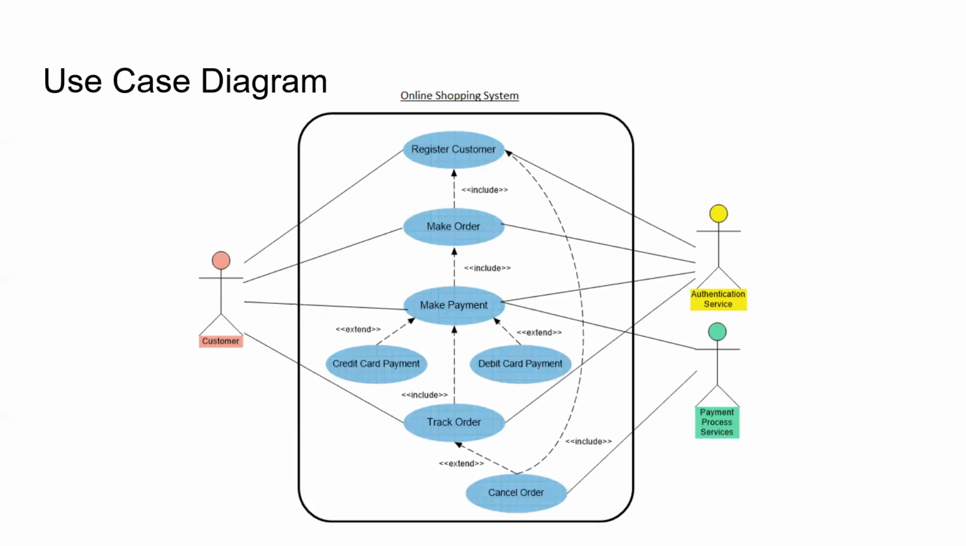And so this is our use case diagram consisting of 3 actors: the customer, the authentication service, and the payment process services. For the use cases, we have the register customer, the make order, the make payment, which is extended by the credit card payment and the debit card payment. We also have the track order and the cancel order.